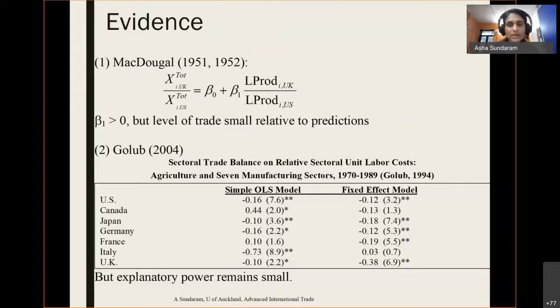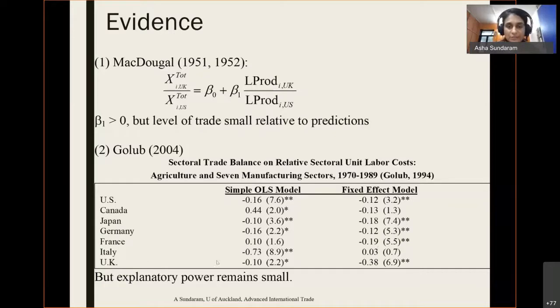In other words, when you're good at making something, you tend to export more of it. That's what the Ricardian model would predict. They do this with an OLS, which is a simple regression, ordinary least squares, and they also use a panel data model called the fixed effects model. We will talk more about these econometric estimation techniques if we do the empirical in lecture 3. They do both these models and they find broad support for Ricardo. Relative unit labor costs are an important predictor of exports.